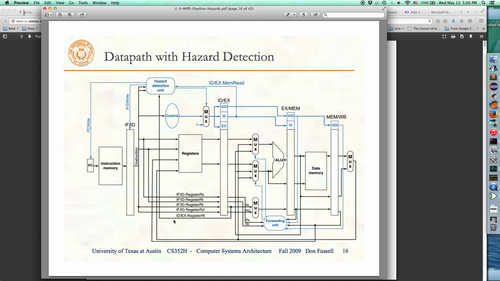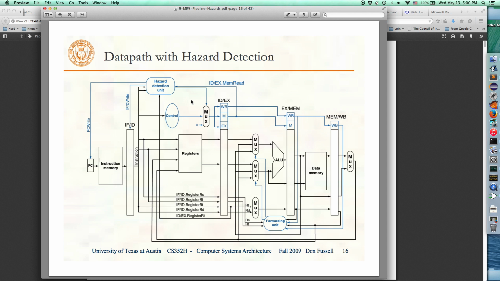So we just check this register up here, and then we've got the rest of the instruction. This is RS and RT, the source registers for the next part of the instruction. So we're checking, are the inputs to the ALU, the source registers, either of them equivalent to the data value that we just read and put into RT? And are we reading memory? If all those things are true, guess what? We need to stall the pipeline.